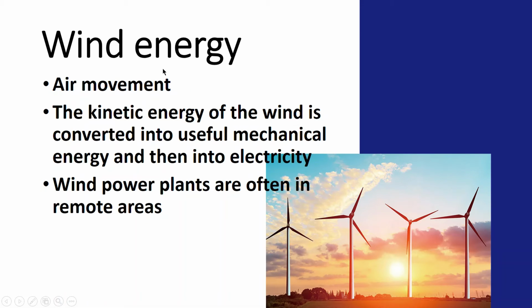And let's talk about wind energy. This technology uses air movement to get electricity. The kinetic energy of the wind is converted into useful mechanical energy and then into electricity. Like this, if the wind blows the windmill, then the fins of the windmill will rotate, and they will become mechanical energy and turn into electricity. And we store it, and we can use the electricity. The wind power plants are often in remote areas.